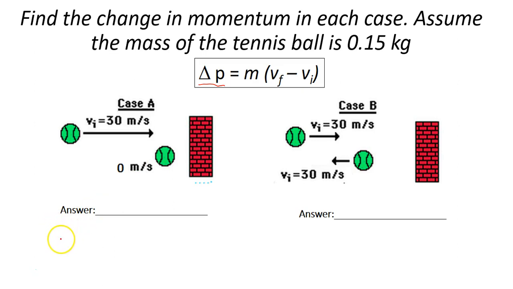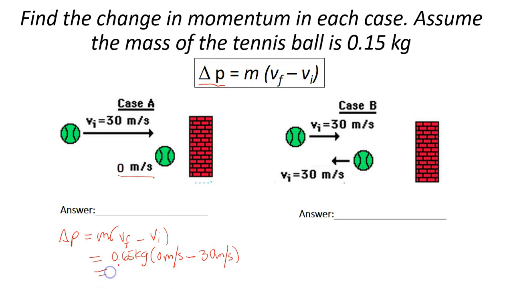If I have the change of momentum of case A, it's m times, and this is important, final minus initial. We can't mix these up. Our mass is 0.65 kilograms. Our final velocity is zero. Notice the ball comes to a rest. Our initial velocity, since it's going to the right, is positive 30 meters per second. So I'm going to go ahead and calculate this out. 30 times 0.65. My momentum change is negative 19.5 kilograms meters per second.